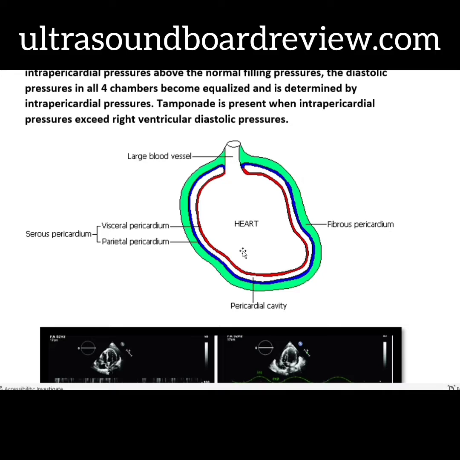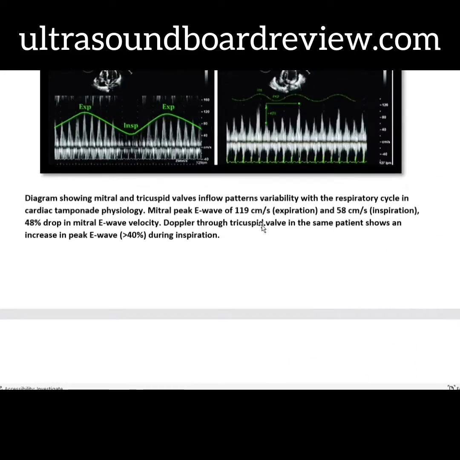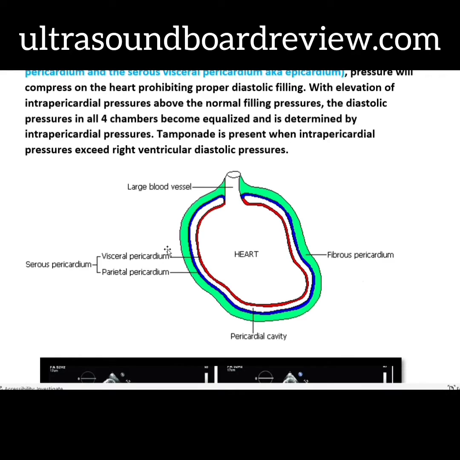So you know the three layers of the pericardium, right? We have the visceral pericardium, which is the innermost layer. This is also called the epicardium. Then we have the pericardial space, which is just a potential space. And by the way, if you're asked what's the normal amount of fluid in the pericardial space, it's around 40 mLs. Then we have the parietal pericardium.